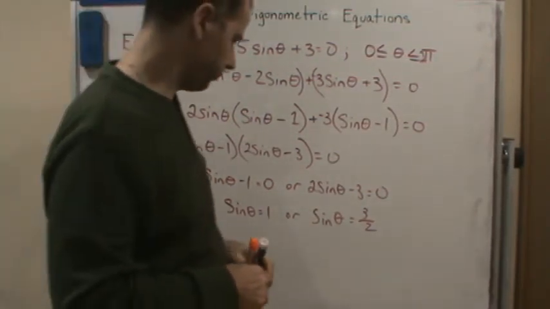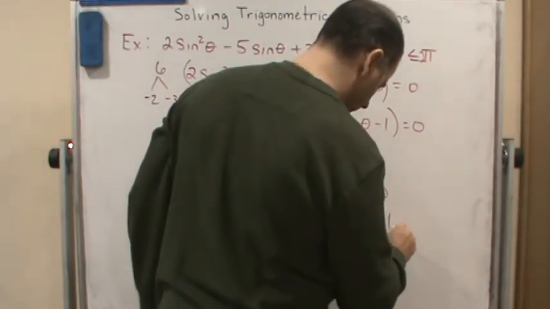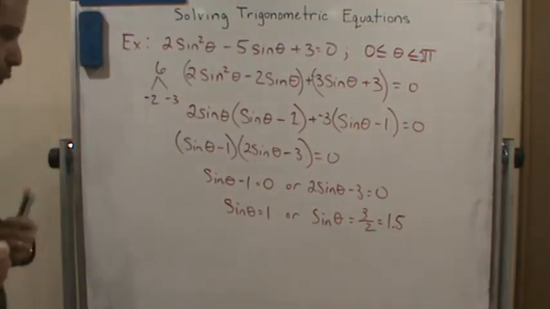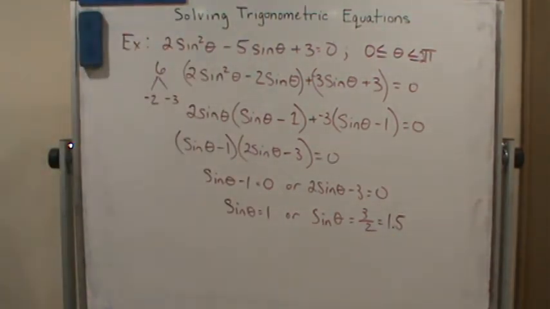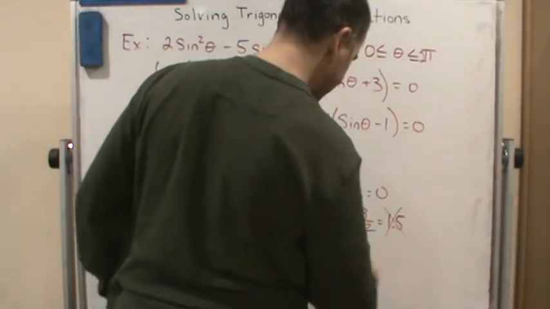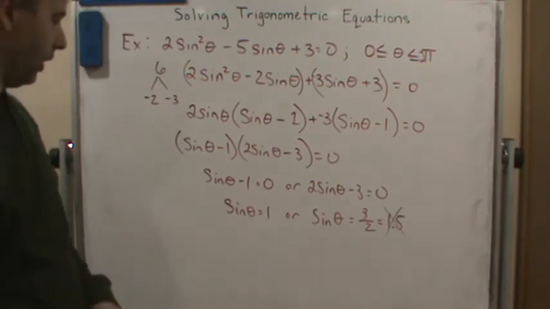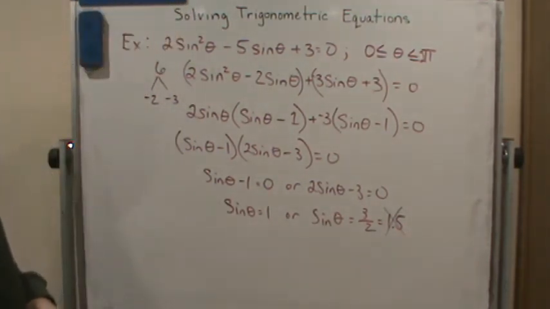Now, here's the thing. This one is equal to 1.5. Now, will sine theta ever equal 1.5? No, it won't. And the reason why is because the range of sine is from -1 to 1. So the sine of theta cannot equal 3/2. So this one is out. But this can be.